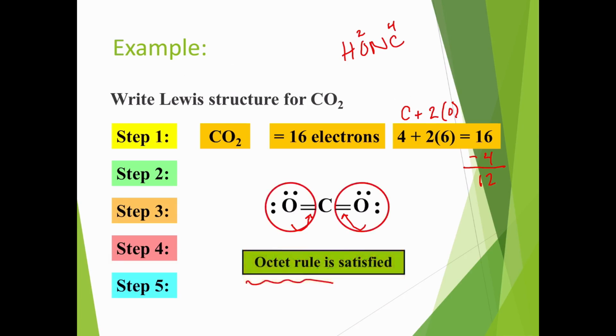And now if we look at each one of the atoms, right, our octet rule is satisfied. So the oxygen on the left has 1, 2, 3, 4, 5, 6, 7, 8. The oxygen on the right has 1, 2, 3, 4, 5, 6, 7, 8. And the carbon in the middle has 1, 2, 3, 4, 5, 6, 7, 8, because each of those bonds are worth 2 electrons. So the octet rule is satisfied. Yay! This is a good structure.